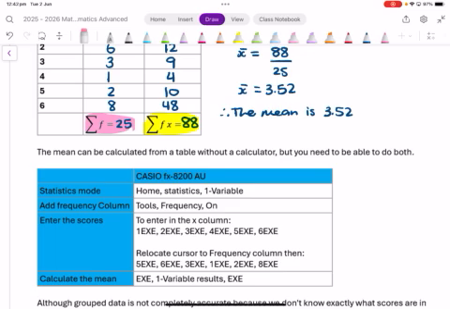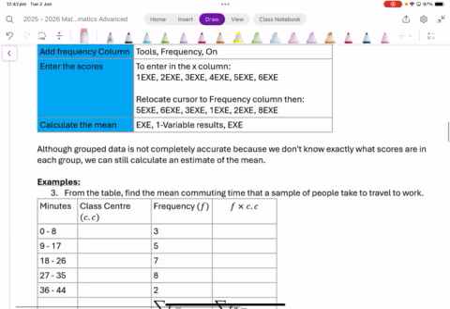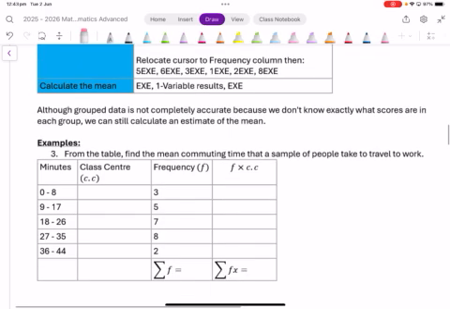Okay, so although group data is not completely accurate because we don't know exactly what scores are in each group, we can still calculate an estimated mean. So from the table, we want to find the mean commuting time that a sample of people take to travel to work. So what we have to do is use our class center. Just to recap on finding class center, it is equal to the ends of our classes, so 0 plus 8, and then we divide that by 2 to find the middle, which is in this case 4.